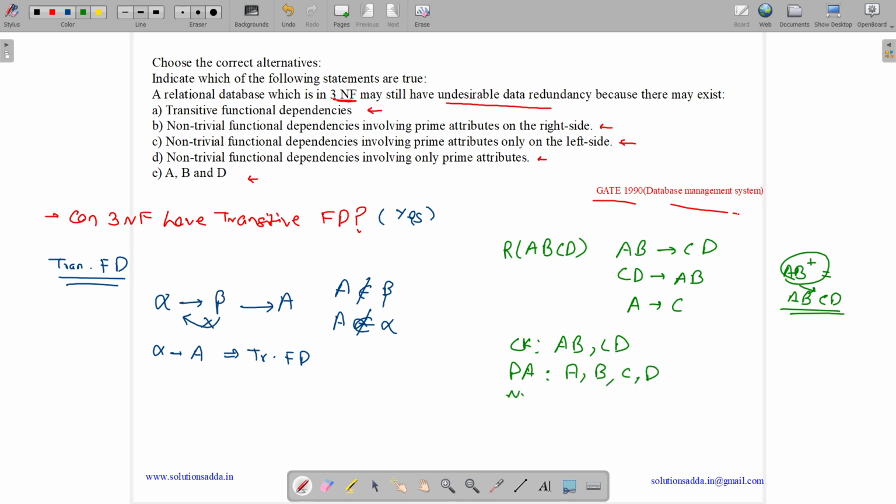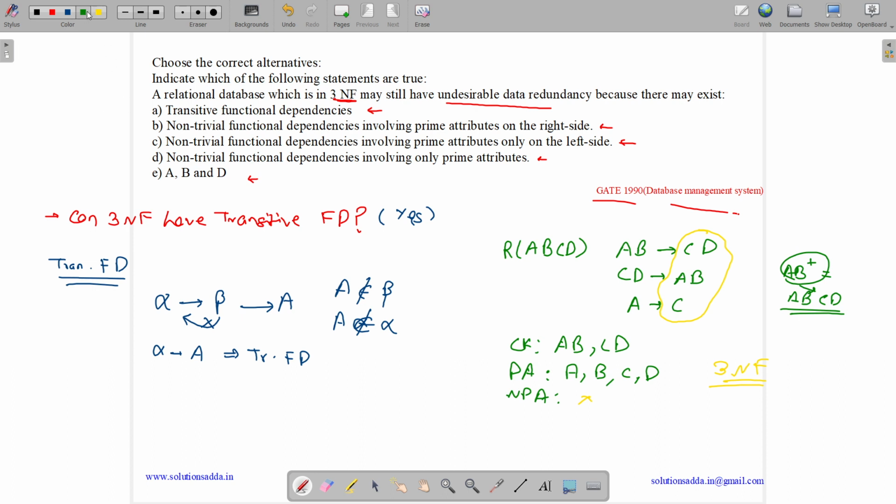And what is a non-prime attribute? Nothing is a non-prime attribute. Everything is prime. So here we can easily see that everything that is being determined is a prime attribute and we have no non-prime attribute. Thus this relation is in 3NF.